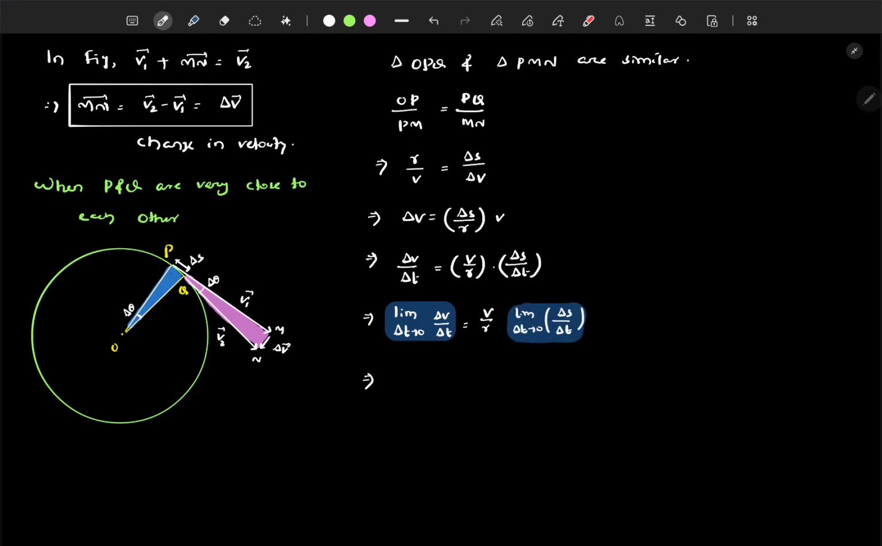I hope it is clear. So this will be dv by dt is equals to v by r into ds by dt. Very good. And this is your a. So v by r into ds by dt, it is your v, that is your v square by r. So this is the magnitude of centripetal acceleration, v square by r, and it is formed.